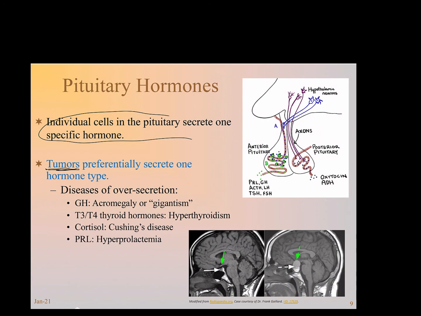So when we look at some specific diseases of oversecretion, we see some diseases involving increase in growth hormone, which we'll talk about, acromegaly or gigantism. We talk about thyroid hormone, cortisol, and hyperprolactinemia from increased prolactin levels. And those are some reasonably common tumor types.